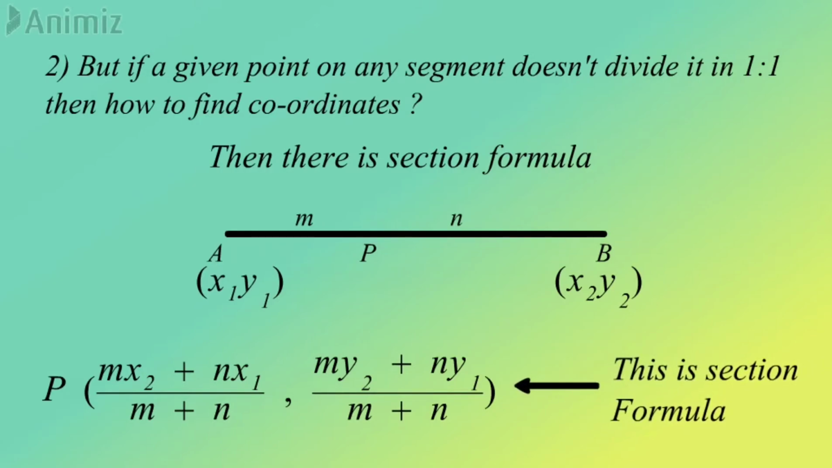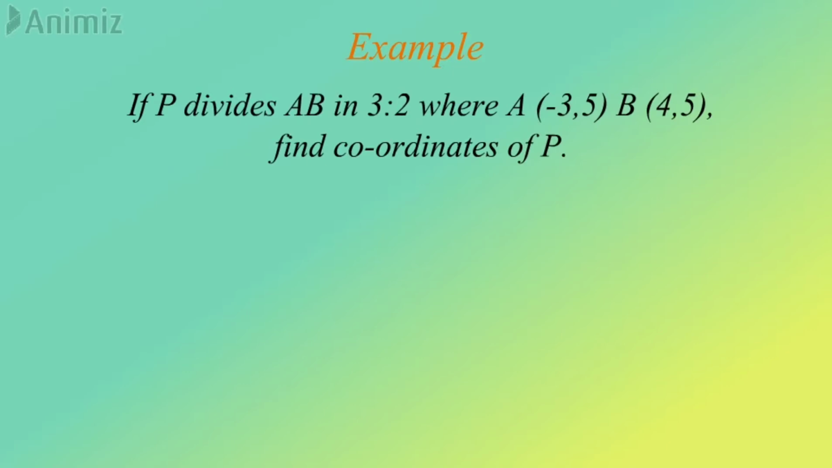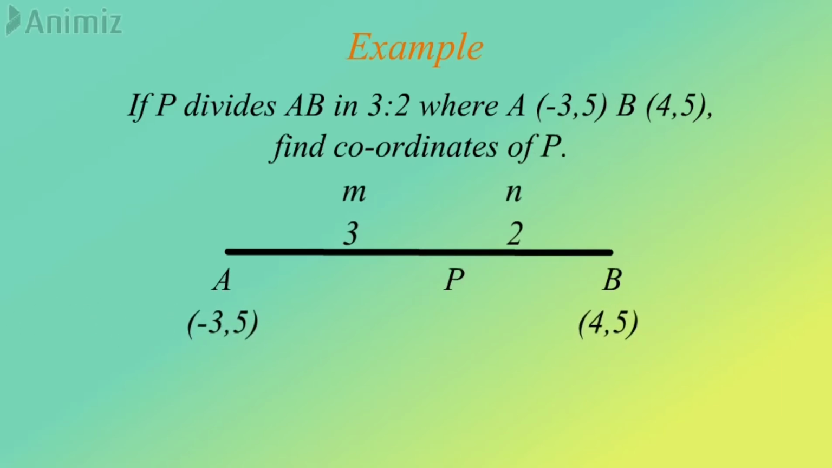This is section formula. Now, how to apply this? For that, I'll explain one example. Now, if P divides the segment AB in 3:2, where coordinates of A are -3, 5, coordinates of B are 4, 5, find the coordinates of P. Since the ratio is 3:2, first consider the segment AB, write their coordinates, consider the position of P. Now, coordinates you consider x1, y1 and x2, y2, while the ratio you consider as m:n.